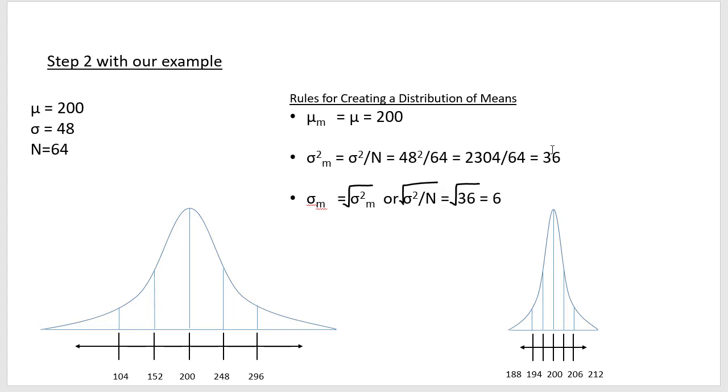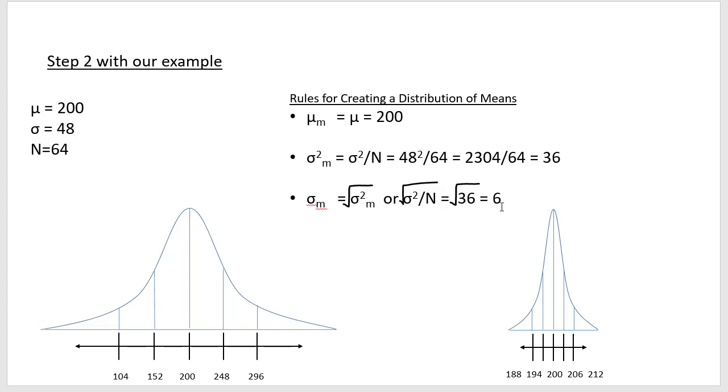In order to get the standard deviation of the distribution of means, we can take the square root of the variance of the distribution of means, or we could take the square root of the variance of the population divided by n. So the standard deviation of the distribution of means is equal to the square root of 36, which is equal to 6.